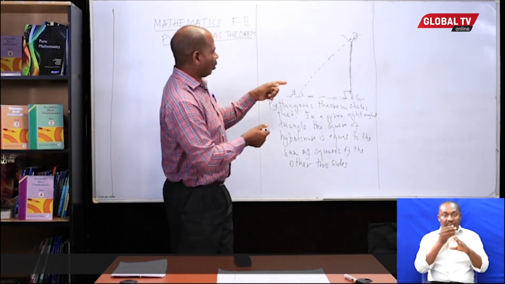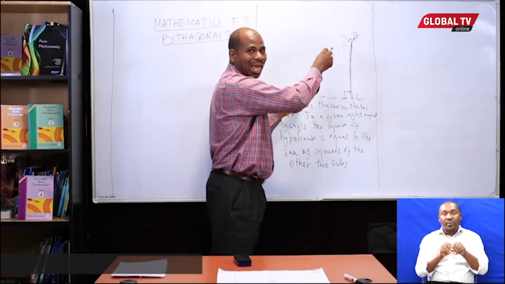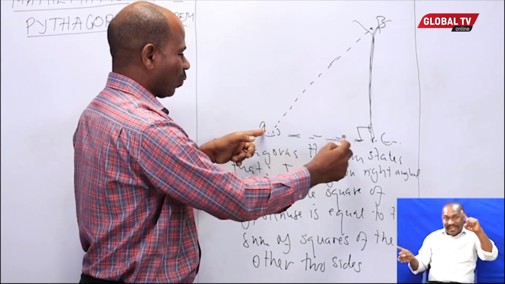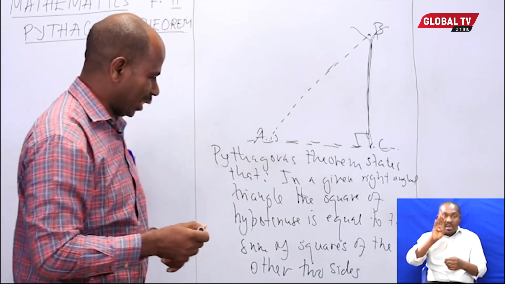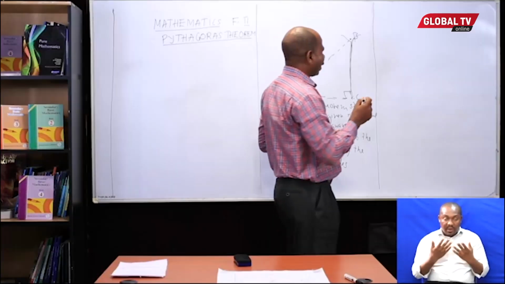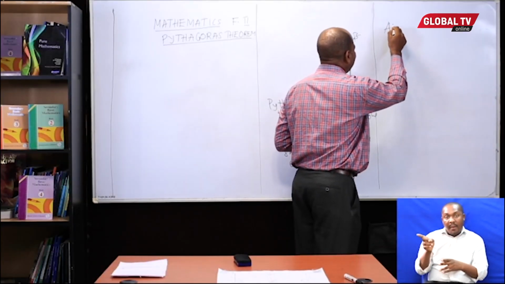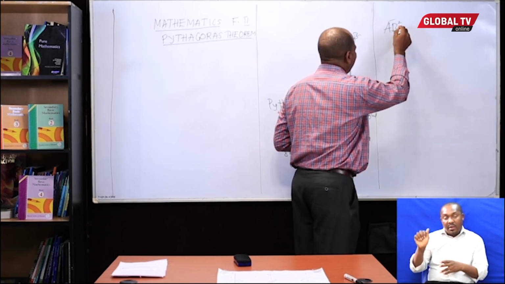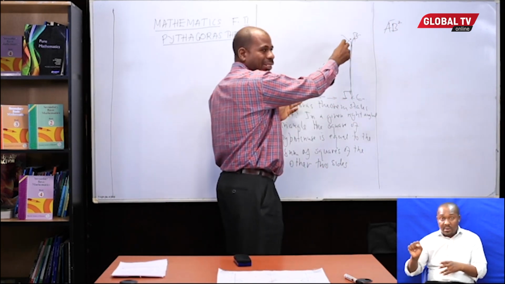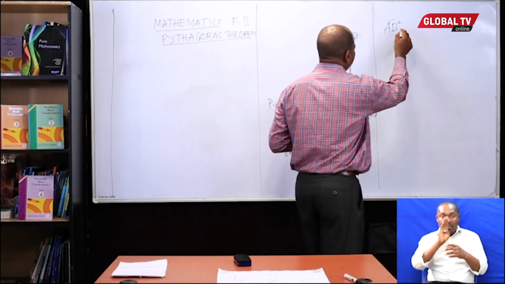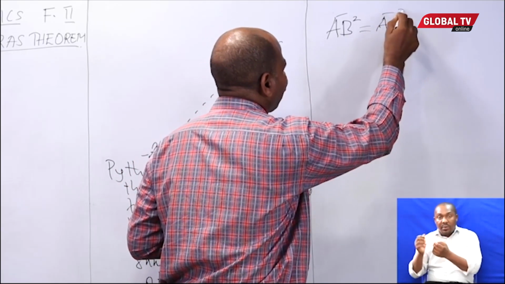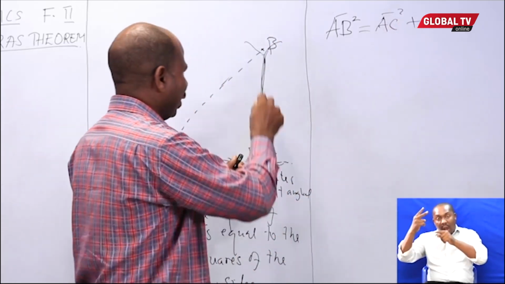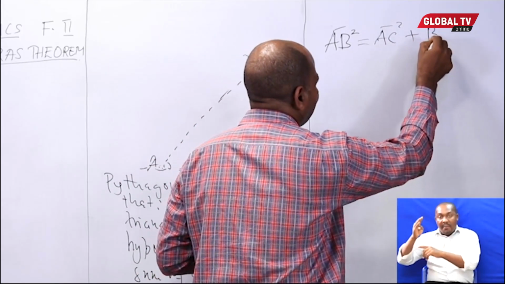The square on the hypotenuse, the longest side, is equal to the sum of the squares of AC and BC. It means, according to Pythagoras, AB square, which is the hypotenuse, the longest one, is equal to AC square plus BC square.